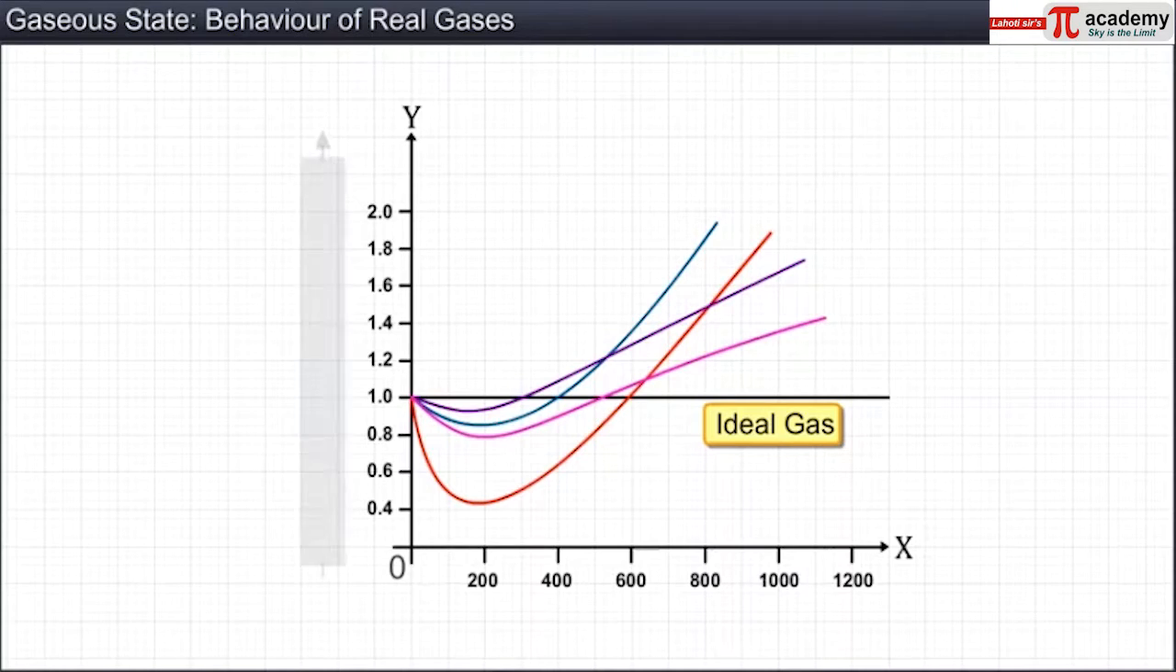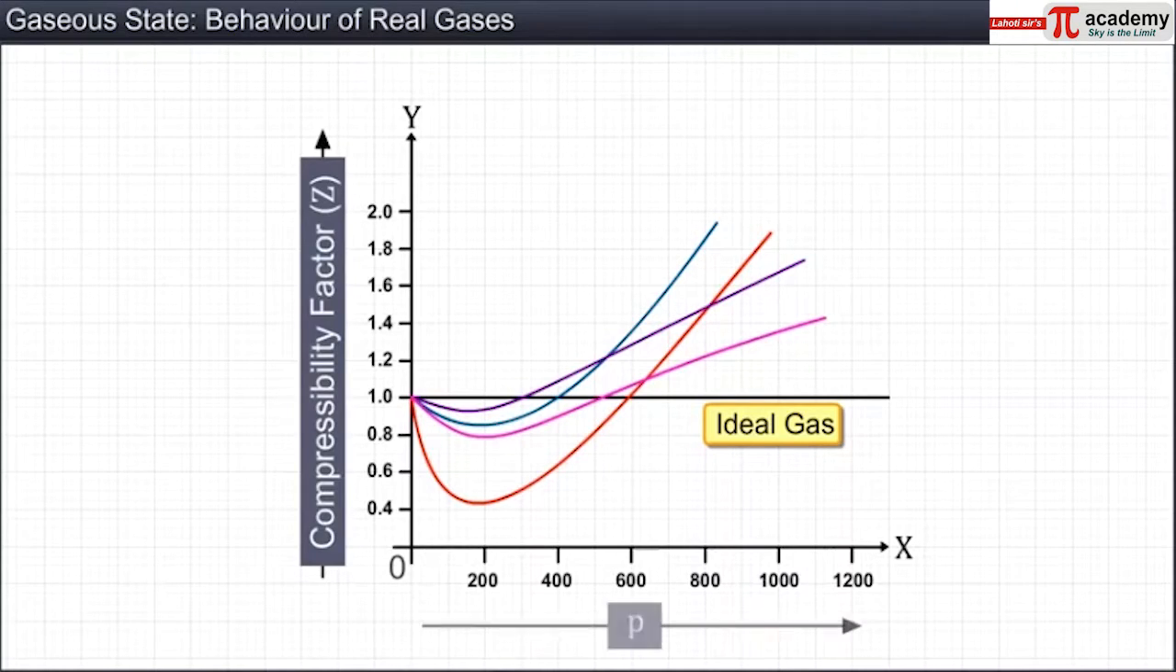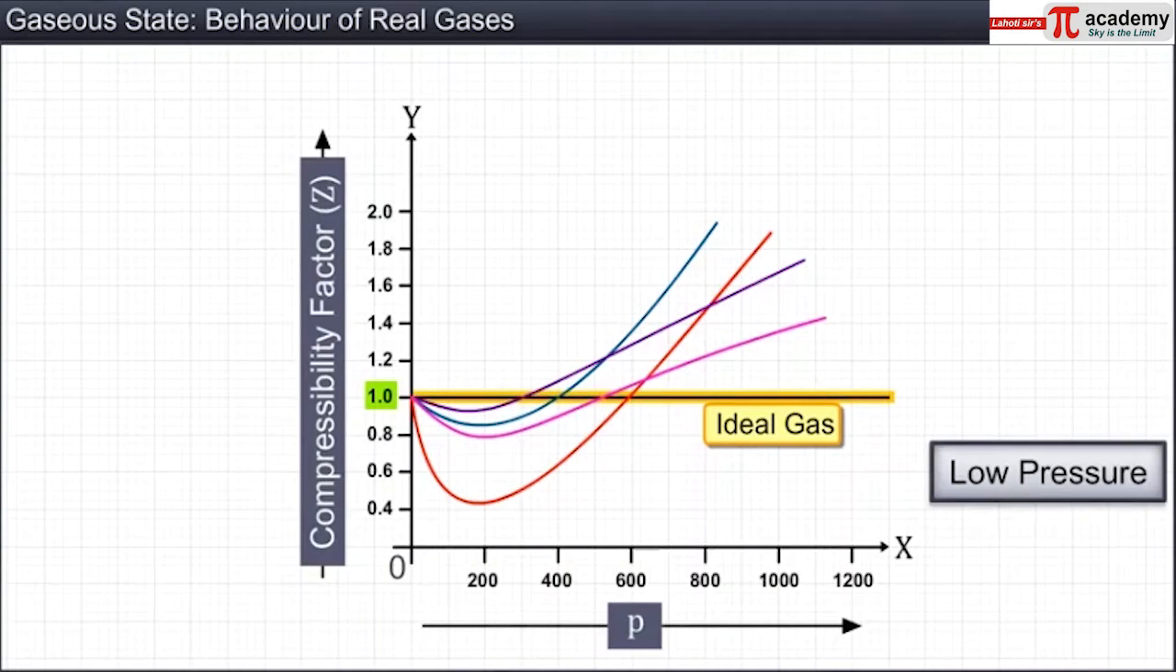On plotting a graph of compressibility factor against pressure, we get a straight line parallel to the x-axis for an ideal gas. We find that at very low pressure, all gases have compressibility factor approximately equal to 1 and behave like an ideal gas.